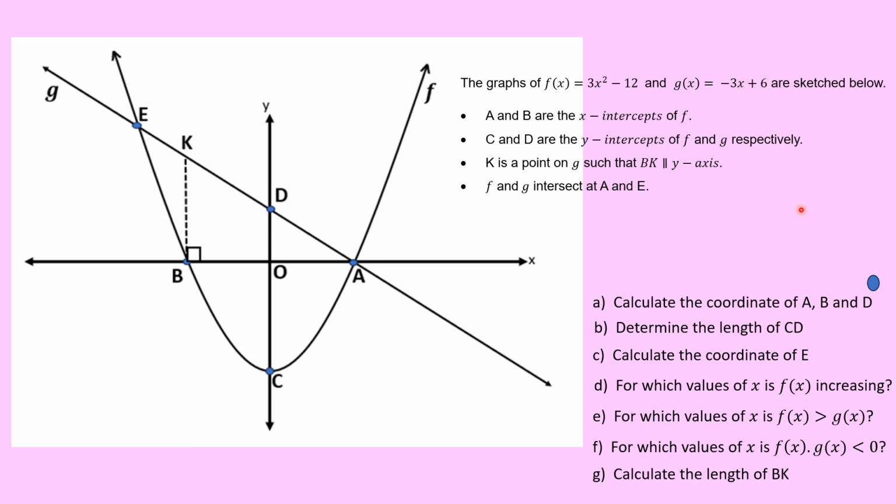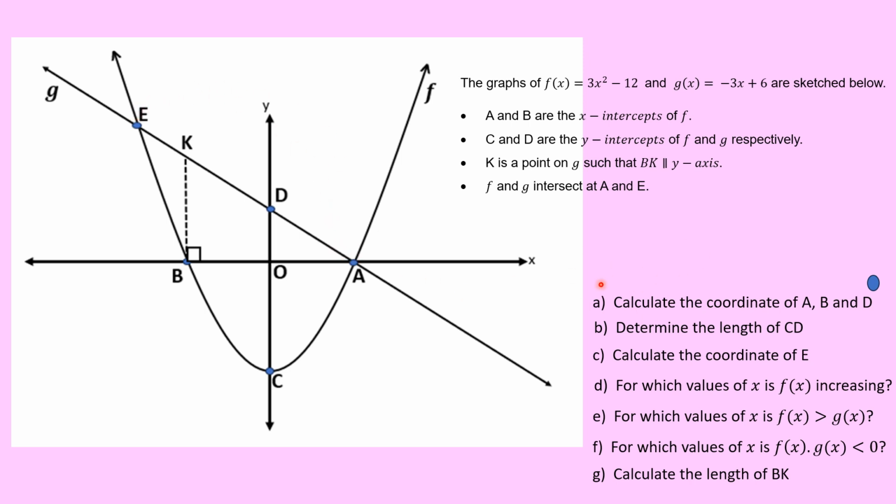K is a point on g such that BK is parallel to the y-axis. So what that means is that B and K share the same x value over there. And then f and g intersect at A and E. So that's the point of intersection. And how do we find the point of intersection? When we equate the two graphs to each other.